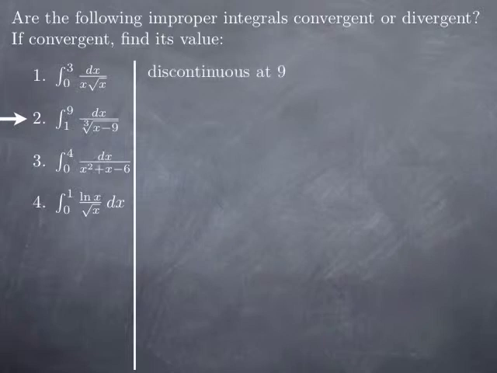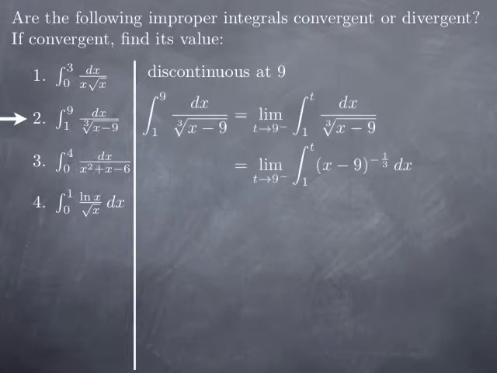So we have a discontinuity at 9, and that means that our integral is by definition the limit as t is approaching 9 from the left of the integral from 1 to t of dx over the cubic root of x minus 9. We can rewrite that as (x minus 9) to the power negative 1/3. Because t is less than 9, this function (x minus 9) to the negative 1/3 is continuous on the interval [1, t], and therefore, to calculate it, we only need to find an antiderivative using the fundamental theorem of calculus.